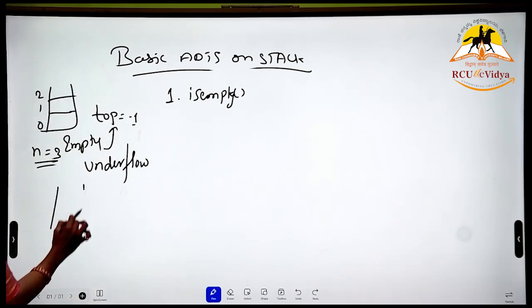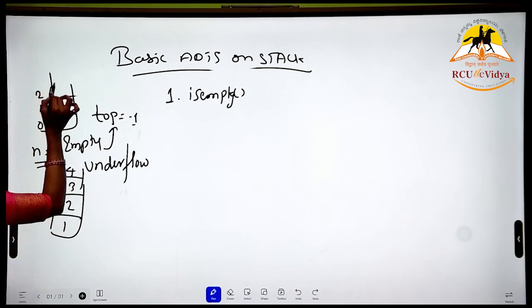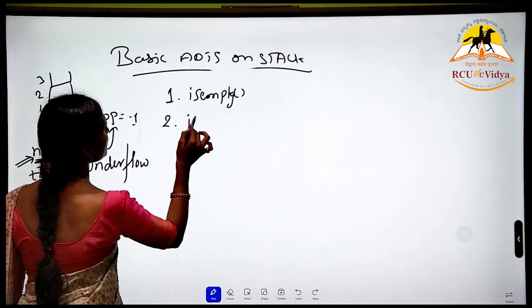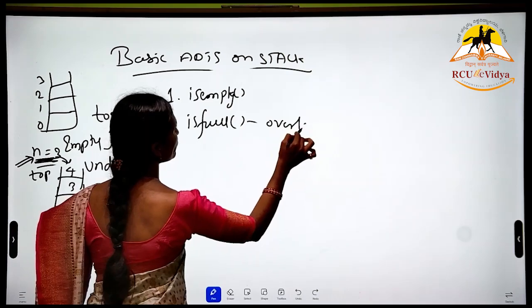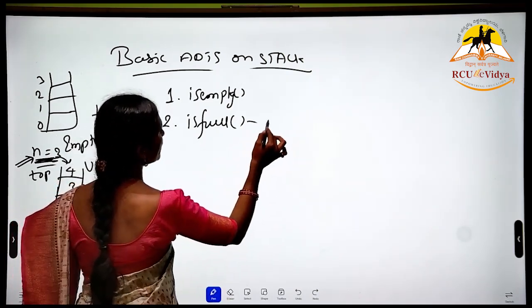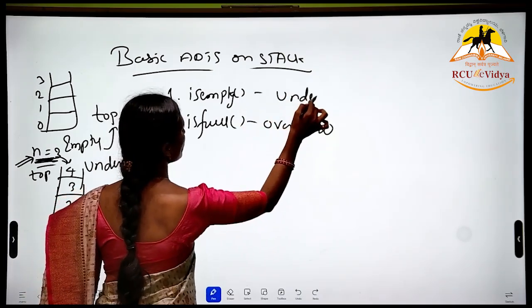Now, if n equal to 3, the elements are 1, 2 and 3, since indexing starts from 0. So n is equal to 3 here. If top reaches the maximum size, n equal to 3, then the stack is full, and that condition is called overflow. If it is empty, then it is called underflow.